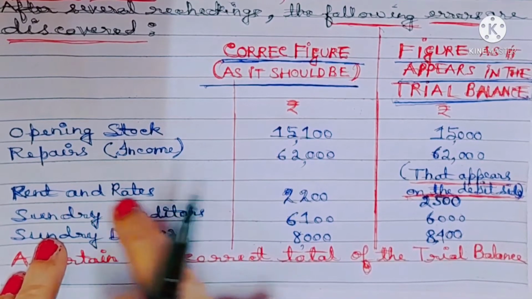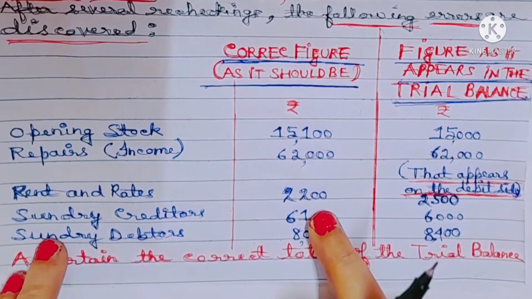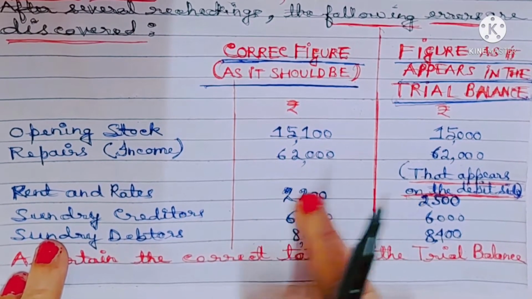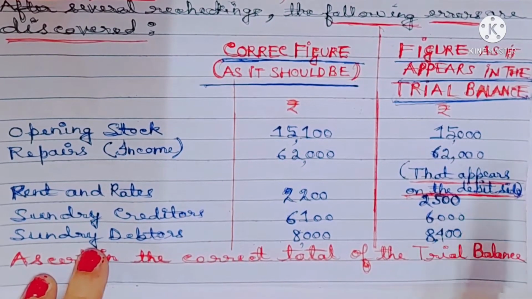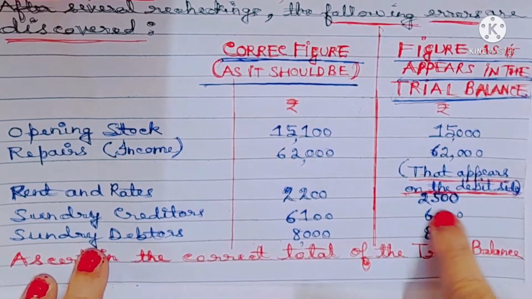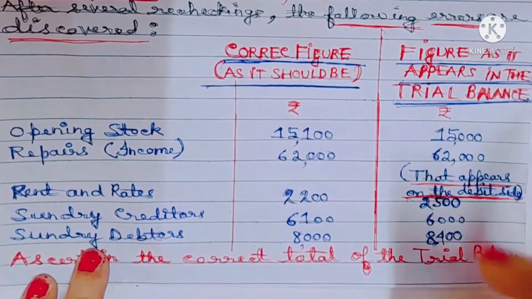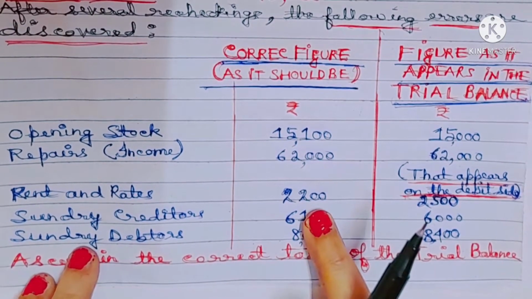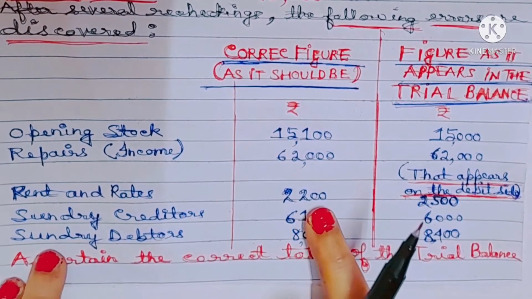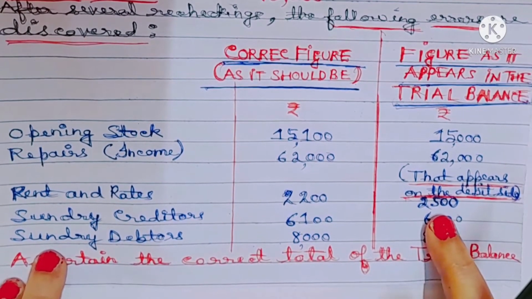The next account is rent and rates. 2,200 should have been written. This is the correct figure. But they have wrongly written 2,500. This is the incorrect figure, as it appears in the trial balance. So what have they done? Rent and rates should have been written as 2,200, but what have they written? 2,500. That means they have written 300 extra.